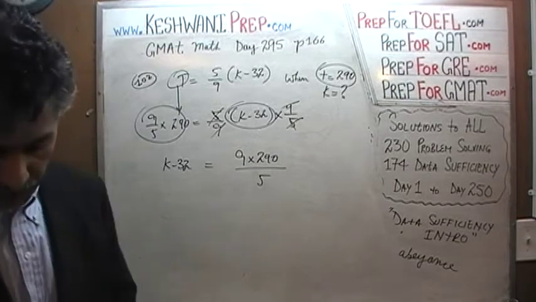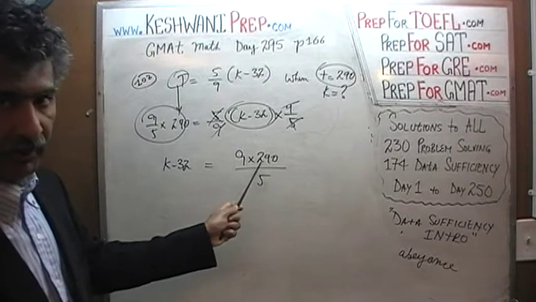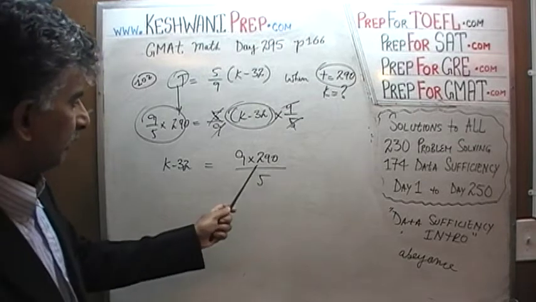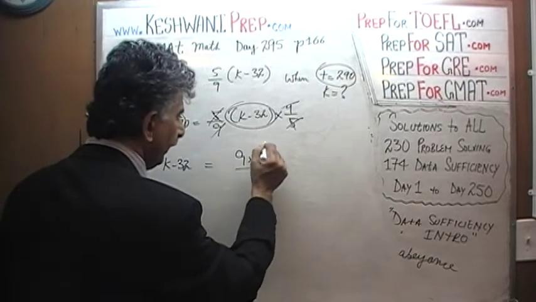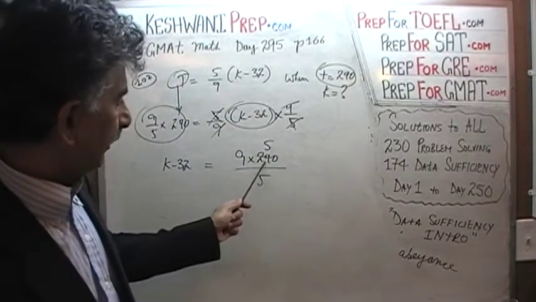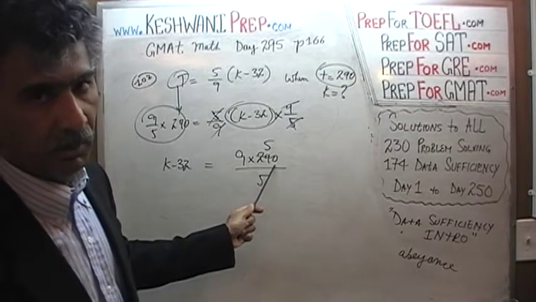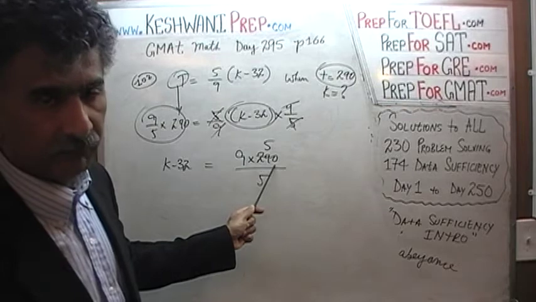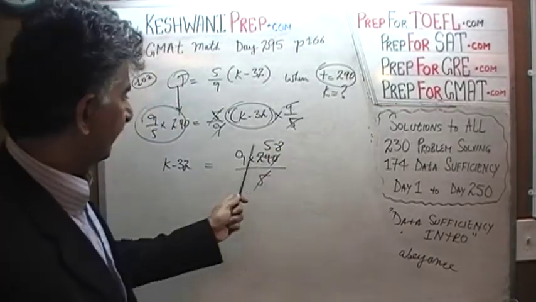Now we have to divide 290 by 5. Obviously we can't divide 9 by 5, so we're going to divide 290 by 5 because it ends in 0. We can divide by 5. How many 5s in 29? 29 has 5 5s. 5 5s are 25. The remaining 4 goes and joins the 0, and it becomes 40. How many 5s in 40? 40 has 8 5s. That's it. So the answer is 58 times 9.